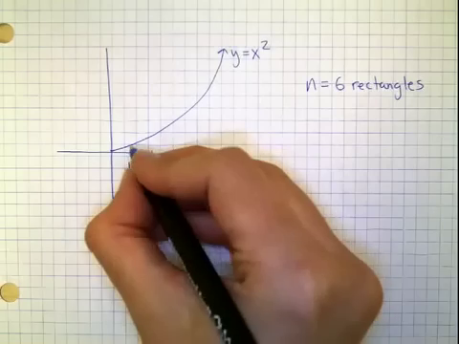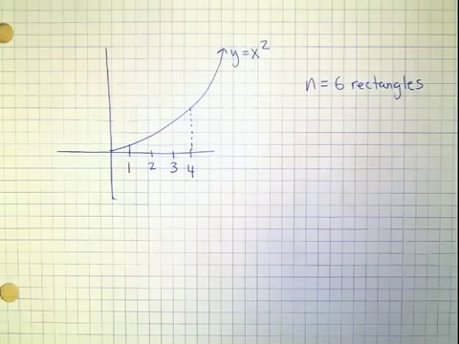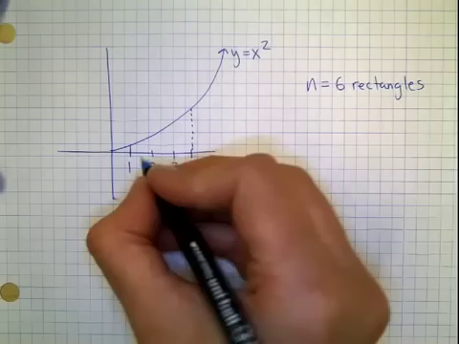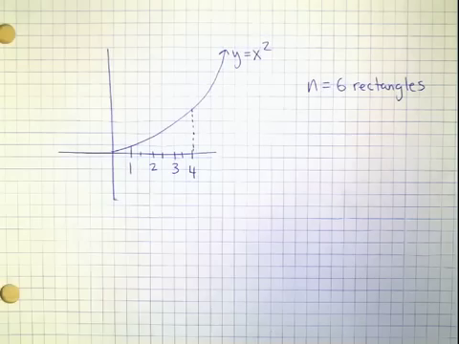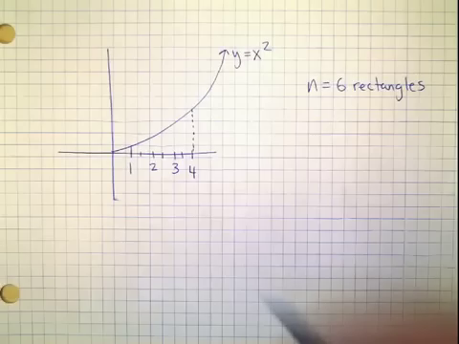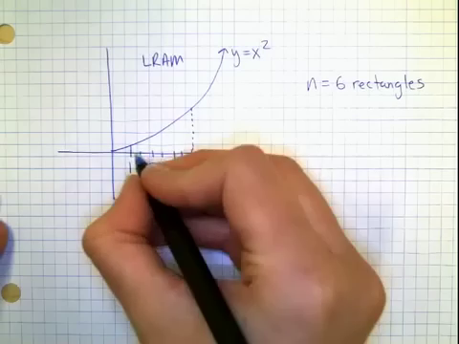So think about what that means. From 1 out to 4, I have to break it up into 6 little pieces. So I'm going to have to split this up and make it really, really small, which means I'm going to start using in-between points, like at 1.5, 2.5, 3.5, and build these little tiny rectangles. We're still doing an LRAM. So we're going to start on the left side.